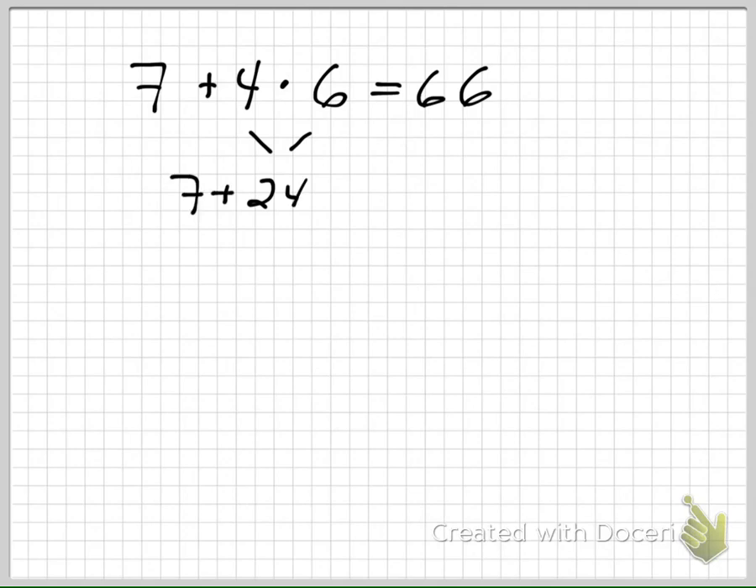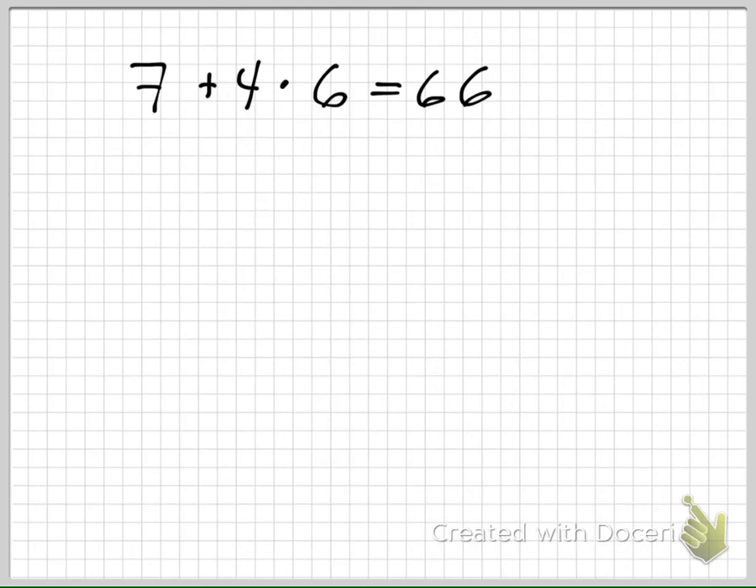Okay, here's another question. Look at this one. 7 plus 4 times 6 equals 66. Now, here's the deal. In this situation, what should we do first? Should we do 4 times 6 first? Okay. So what is 4 times 6? 24. What is 7 plus 24? 31. Is 31 equal to 66? No. So then here's the deal. This is what they're saying.